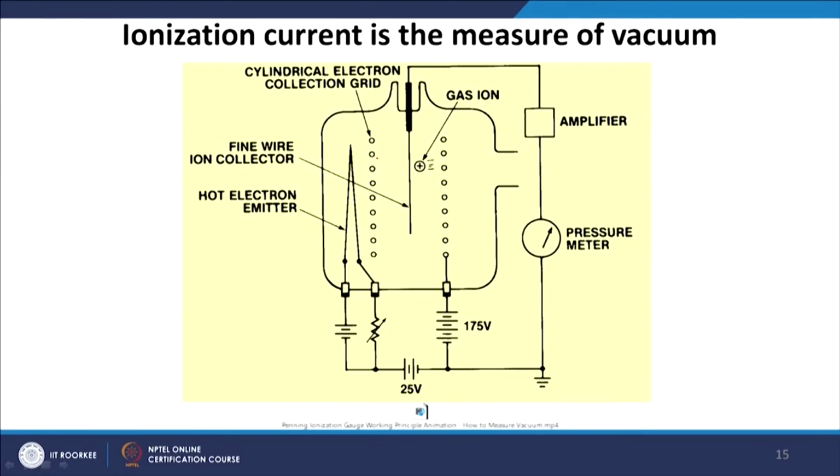As you can see in the diagram here, there is a cylindrical ejection collision grid. There is a gas ion, and then there is an amplifier, then there is a pressure meter, a fine wire ion collector and then a hot electron emitter. Whenever you ionize the gas molecule, there will be a balance between the current from the cathode to anode and the current due to the secondary ions produced. Once there is an equilibrium, we can amplify that, and the corresponding change of the current will be a measure of the pressure. To understand in a better way, we have put forward a video which will show you how this Pirani gauge works or how it measures the vacuum of a system.